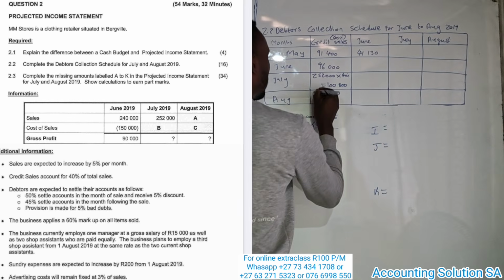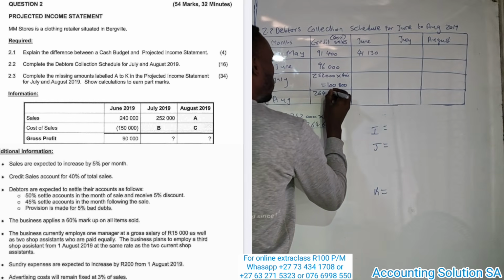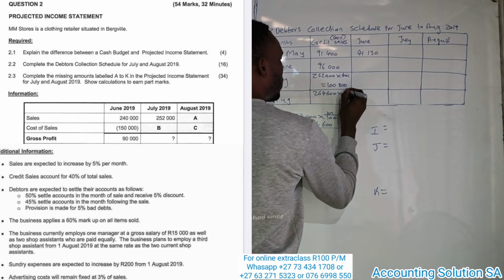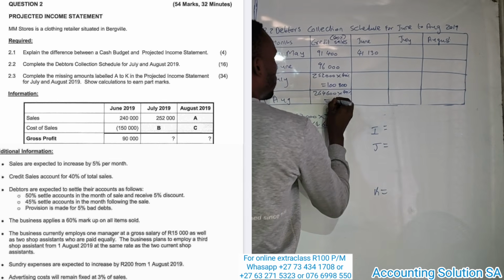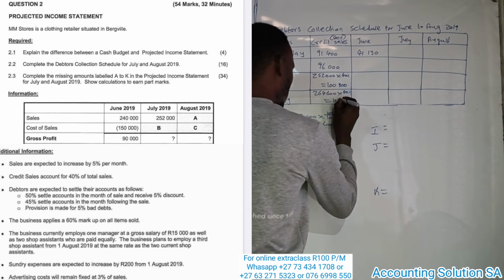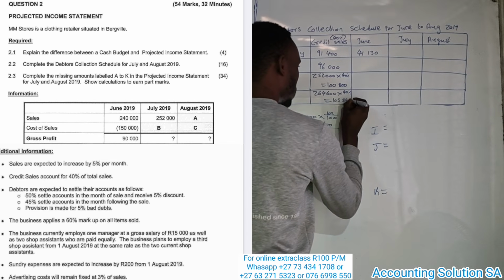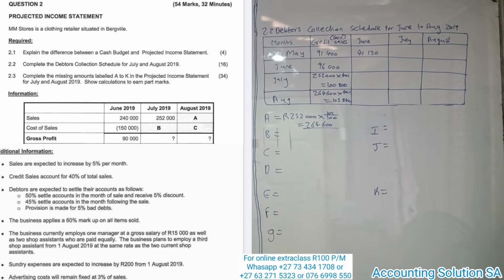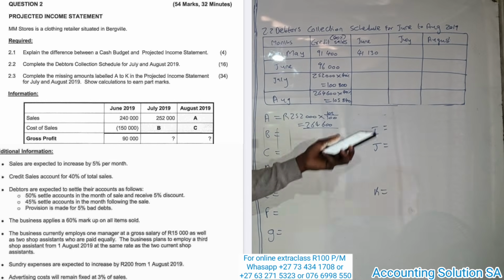Now we can say 264,600, and we multiply by the 40% of credit sales, which is going to give us 105,840. Now we have all the credit sales, so we can calculate our collection schedule.